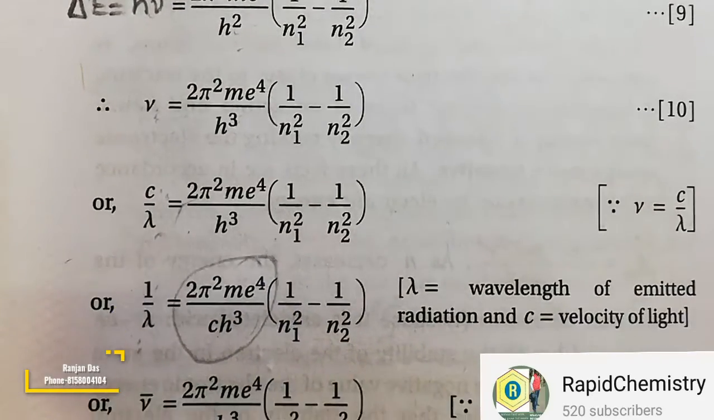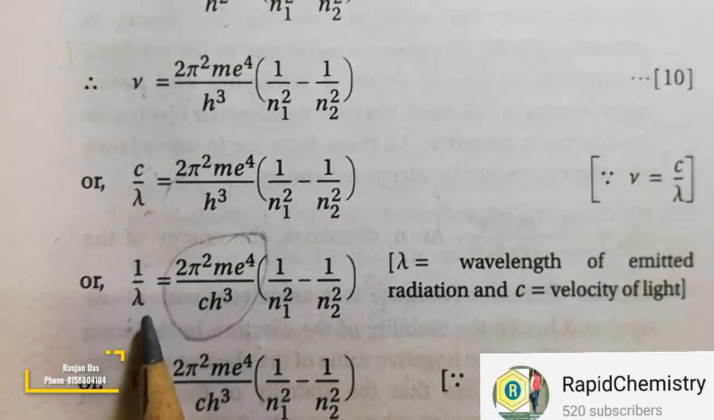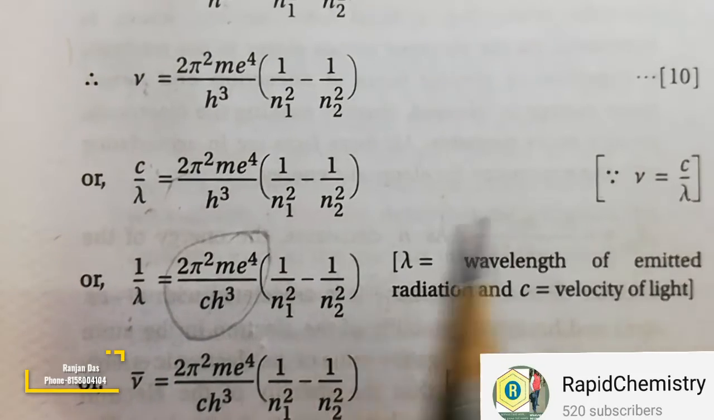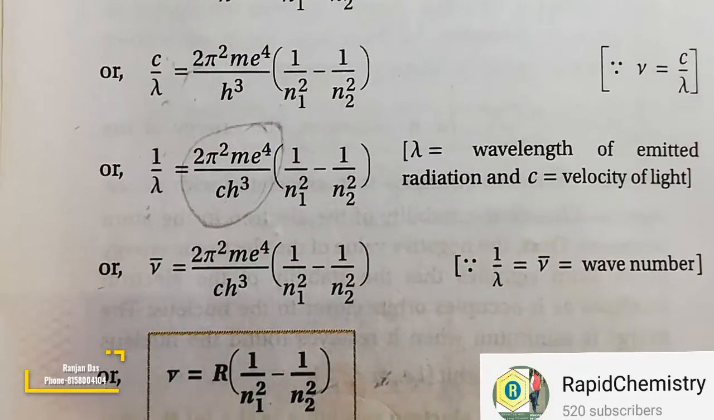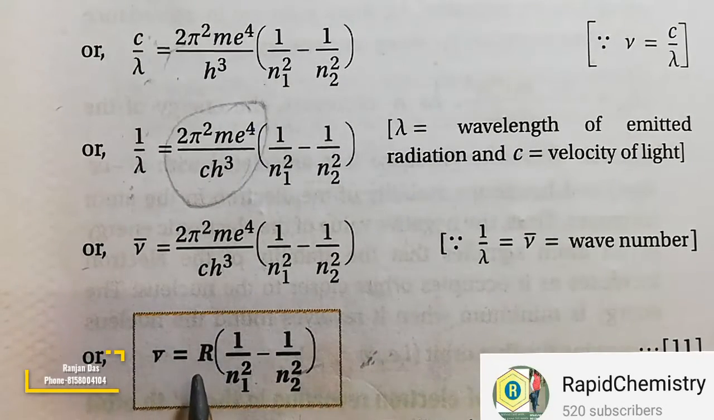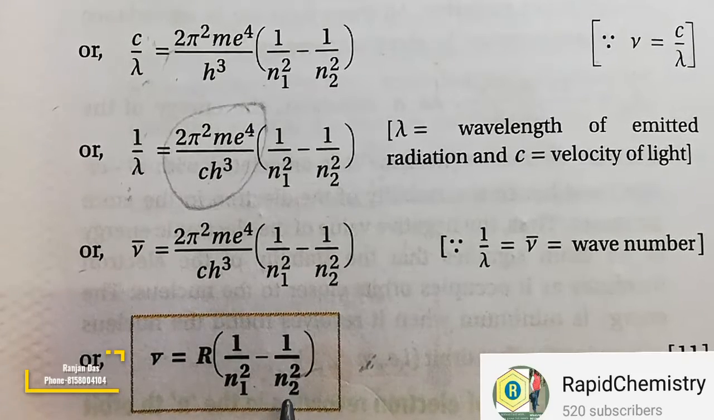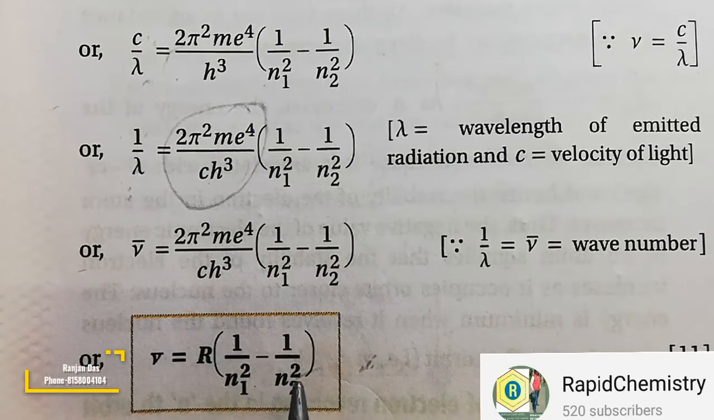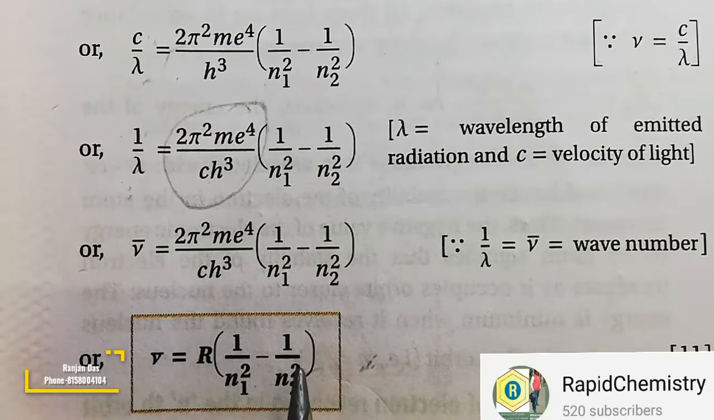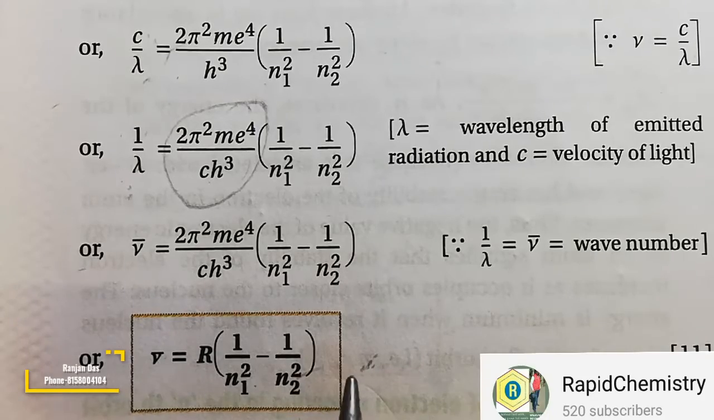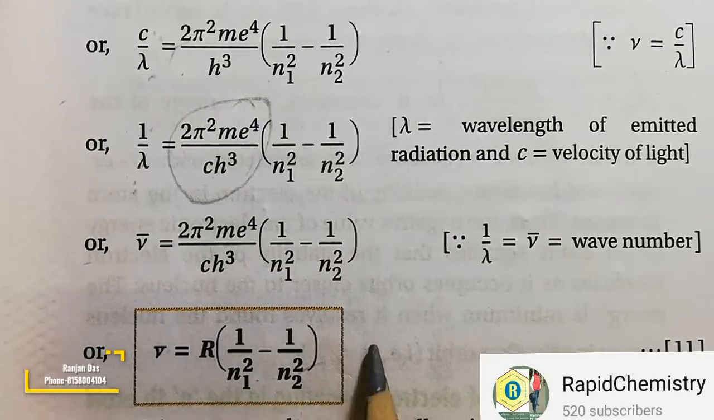Okay, so that would be the Rydberg constant, and 1 by lambda, we know that is nu bar, that is the wave number. That's why we got that equation: nu bar equals R, the Rydberg constant, times 1 by n1 square minus 1 by n2 square, where n1 is the shell closer to the nucleus and n2 is the shell which is farther away from the nucleus compared to these two. That means whenever one electron jumps from the n2 shell to the n1 shell, we can apply that equation.